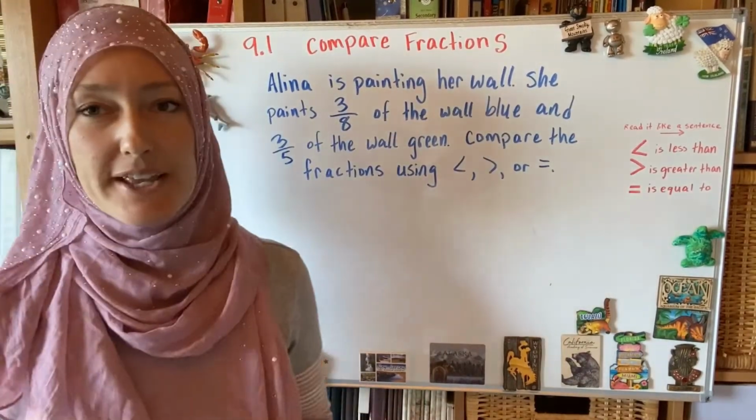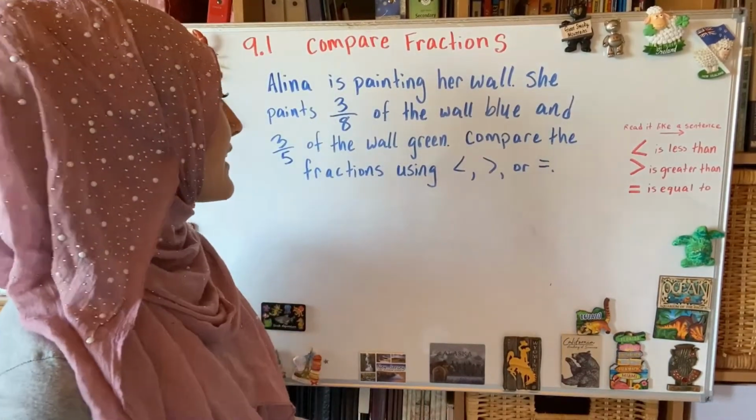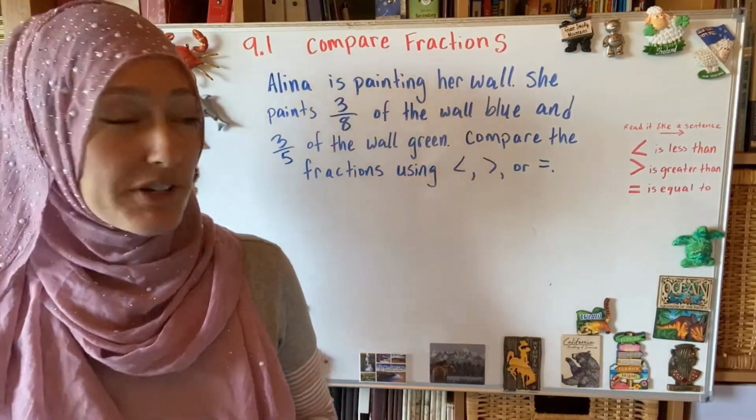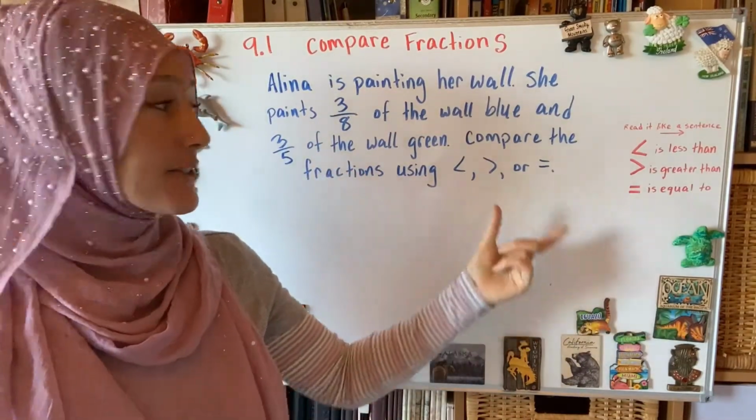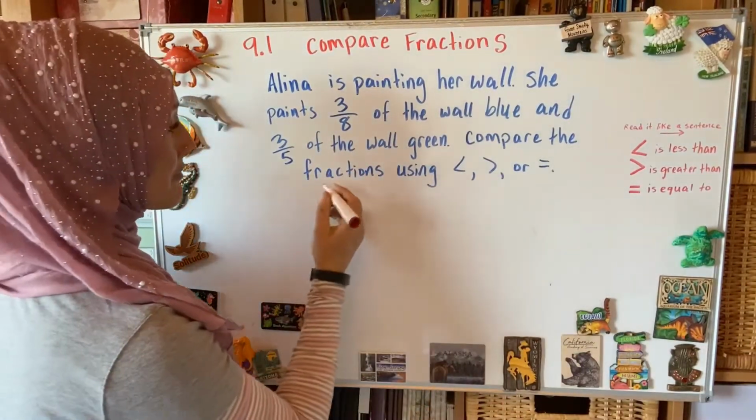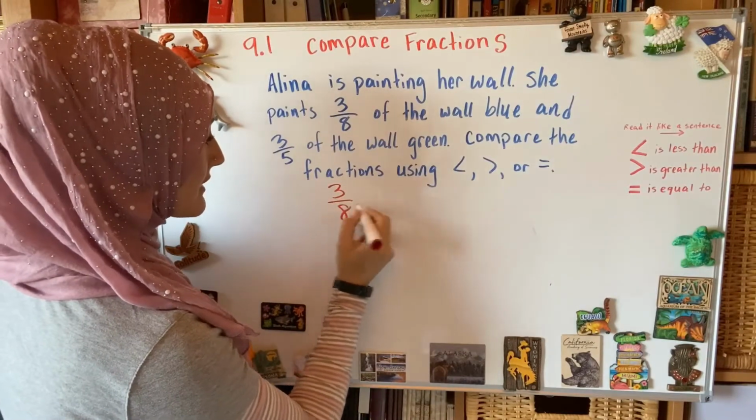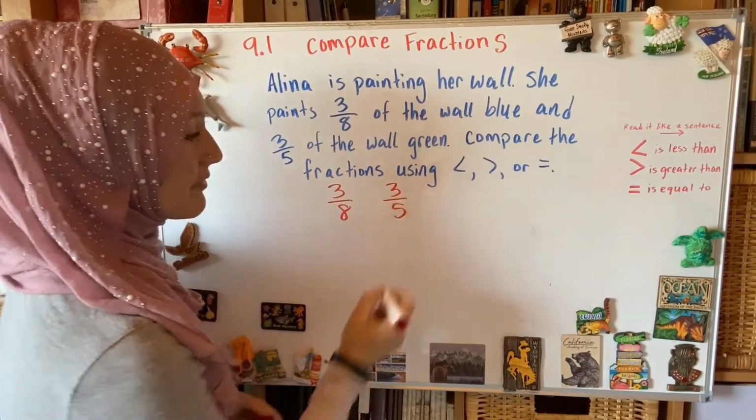Okay, Alina is painting her wall. She paints 3/8 of the wall blue and 3/5 of the wall green, and we want to compare these two fractions using our symbols. So our two fractions are 3/8 and 3/5.